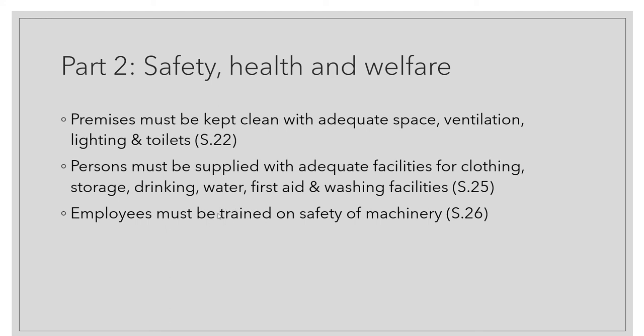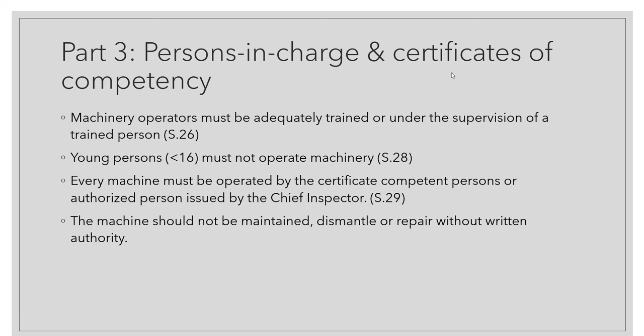Okay, in order to comply with the needs of the rules and regulations of FMA, every employee that works with any machinery must be well trained, because every machinery in the factories must be in charge by the competent person lah. Okay, so the person in charge and certificate of competency. So machinery operators must be adequately trained on or under the supervision of a trained person. And the young person less than 16 years old must not operate machinery.